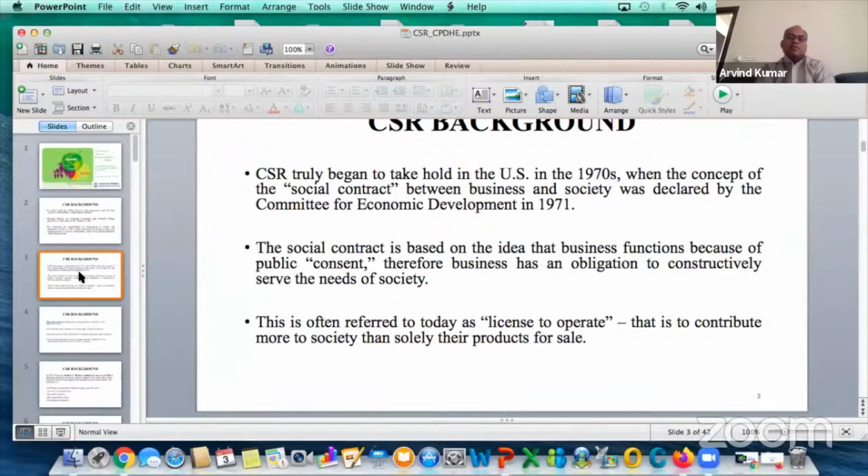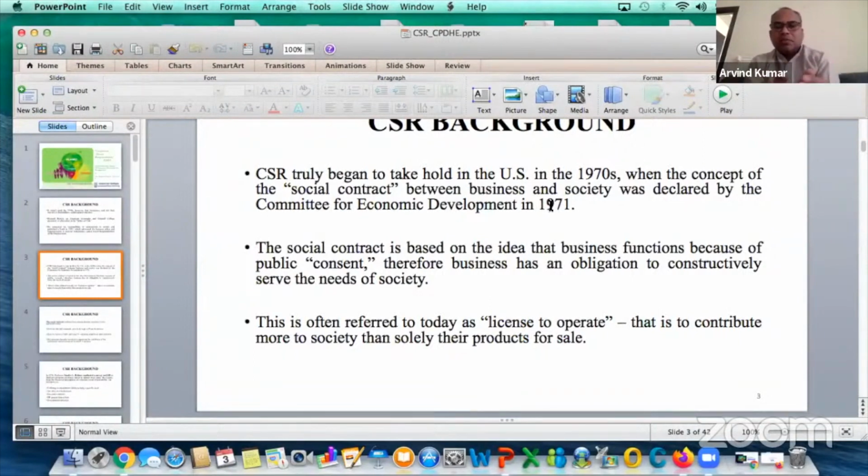So when I am referring to the term social responsibility or responsiveness, it's a huge term. Then I'll also go back to the historical perspective. CSR truly began in the US in the 70s, when the concept of social contract between business and society was declared by the Committee for Economic Development in 1971.